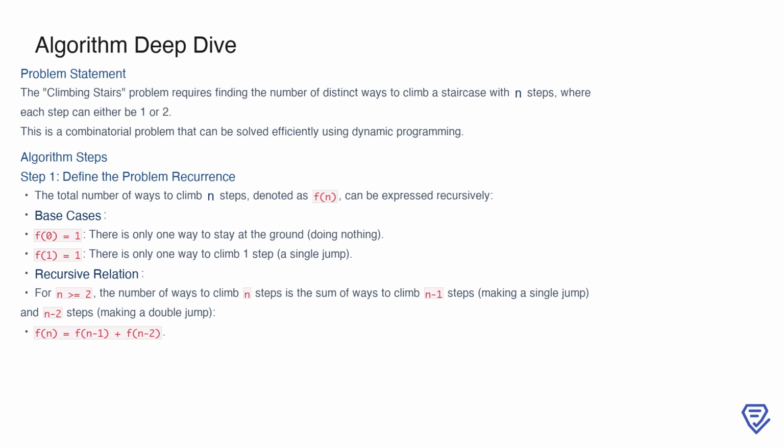The climbing stairs problem asks us to determine how many distinct ways there are to climb a staircase with n steps, where you can climb either 1 or 2 steps at a time. This is a classic combinatorial problem that can be addressed efficiently using dynamic programming.